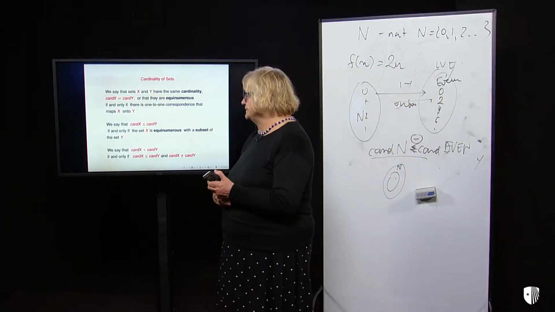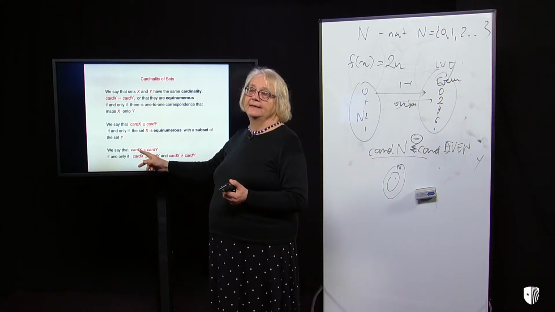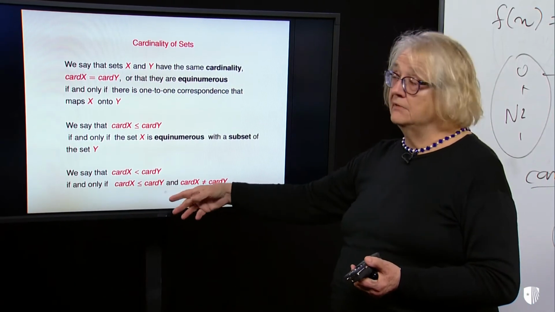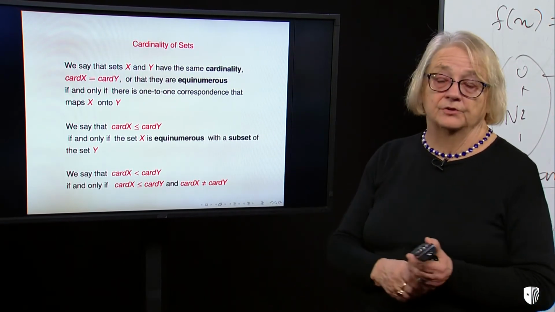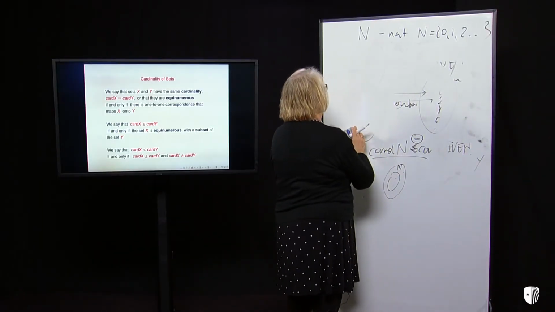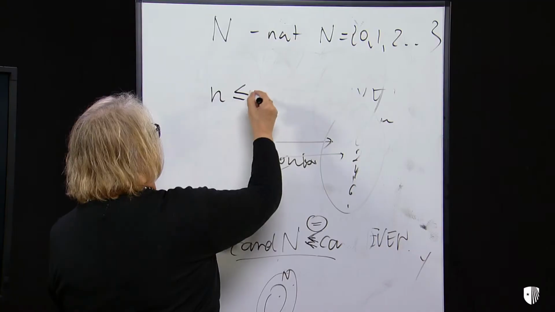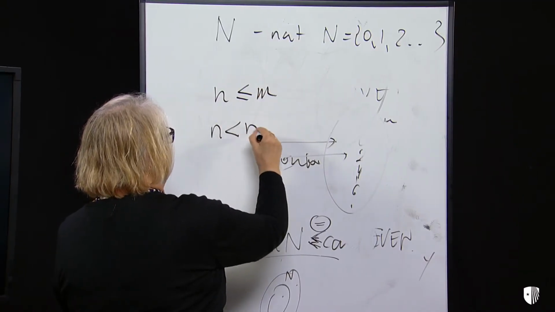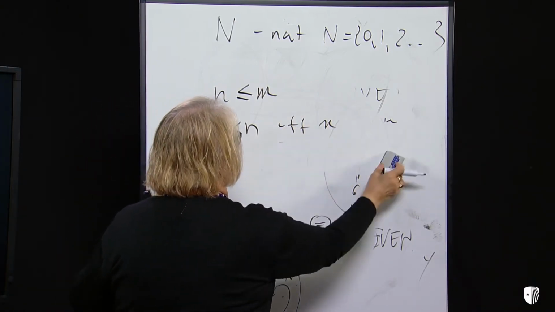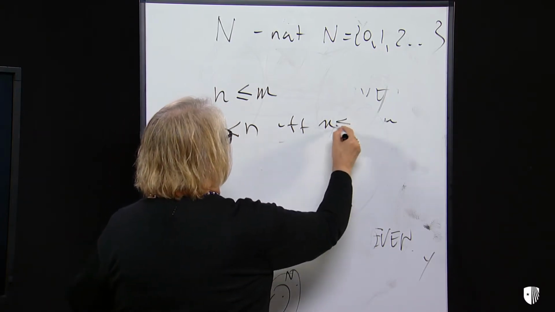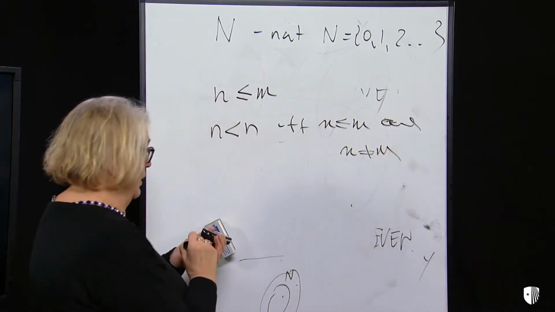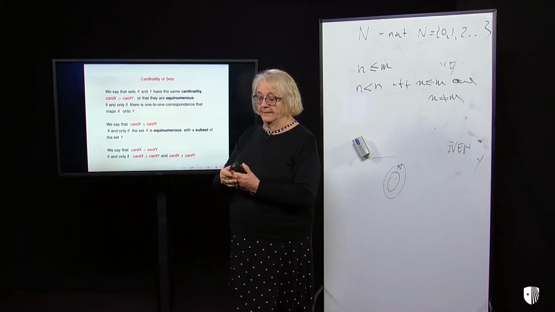And also, we say the cardinality of one set is less than the other cardinality if it's less or equal, and they are not equal. So in the sense that, for finite sets, which are numbers, if n is less or equal to m, you say n is less than m, means that n is less or equal to m, and n is not equal to m. So the same holds for any cardinal numbers.